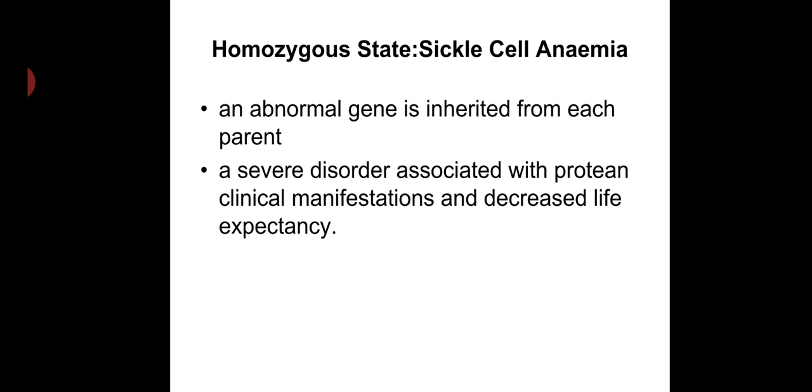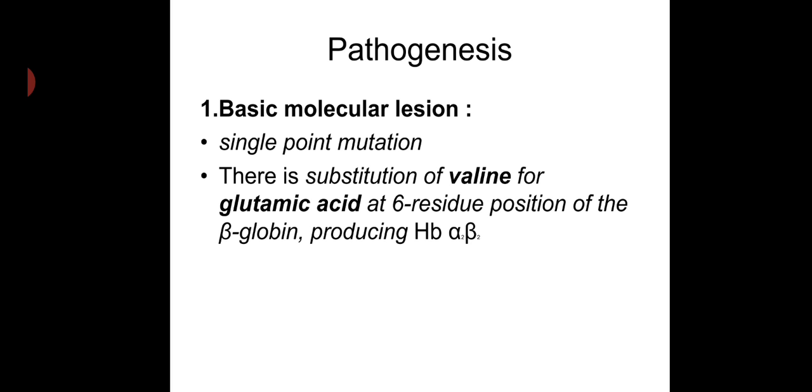Now coming to homozygous state, that is also known as sickle cell disease or sickle cell anemia. In this condition, there is an abnormal gene which is inherited from each parent. A severe disorder associated with protean clinical manifestations and decreased life expectancy.